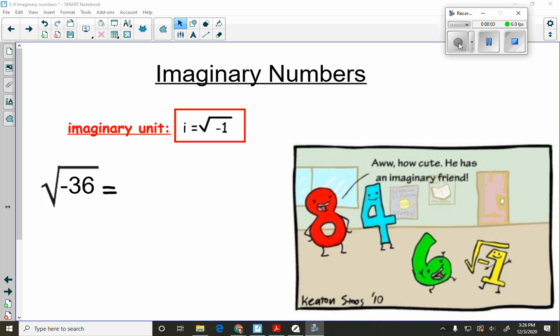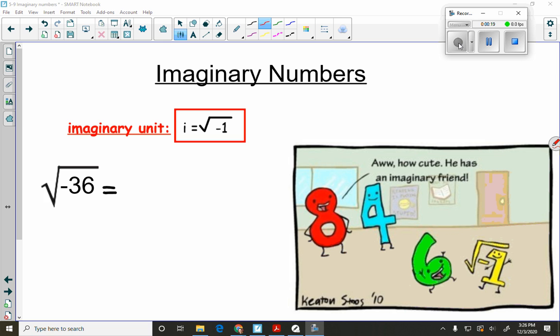Hello. Today we're going to talk about imaginary numbers. And some of the things you thought you definitely couldn't do before, you will be able to do now. Okay, let's start with the imaginary unit.